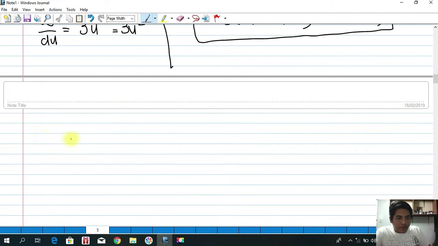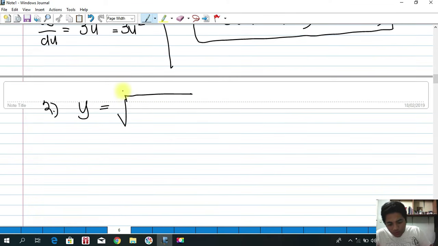Okay, so for example number 2, again, let's say we have a function y equals the square root of, let's say, t squared minus 2t plus 3, and it is actually raised to 3.